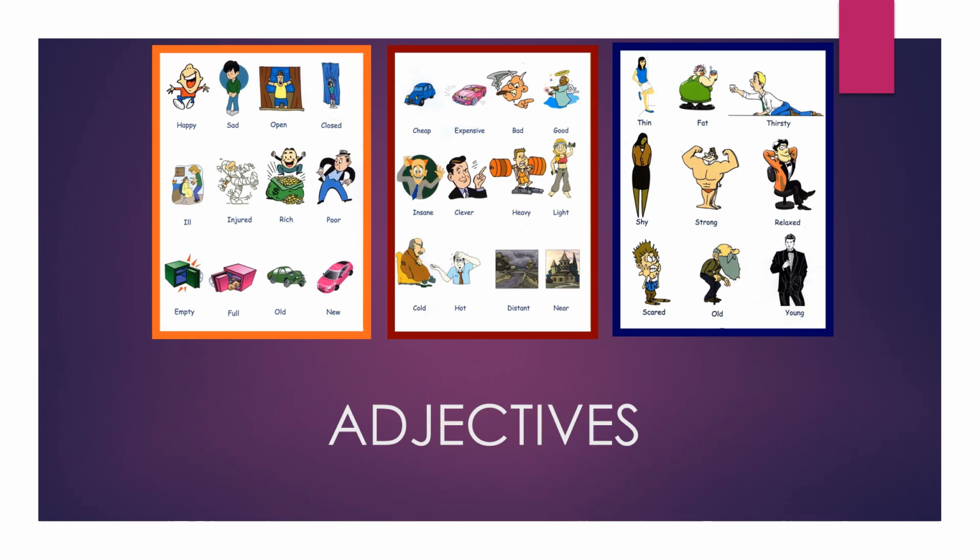So first, let us discuss what are adjectives. As you can see, there are certain words written on this slide like happy, sad, rich, old, strong, fat, insane, clever, hot. So these are certain words that are describing a certain person or a certain thing. So the words that describe a certain quality that is possessed by a noun are called as adjectives.